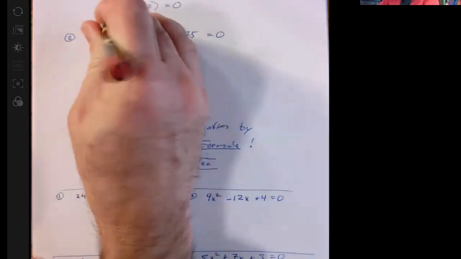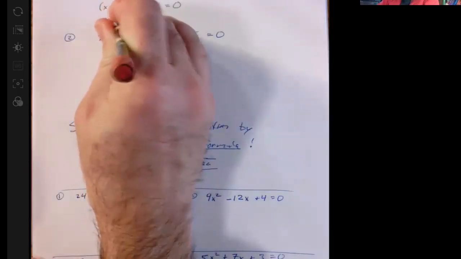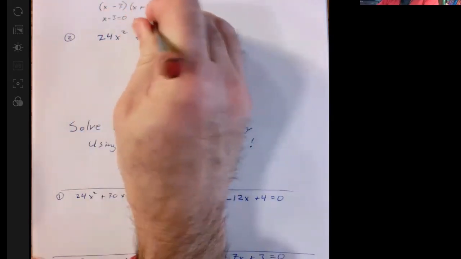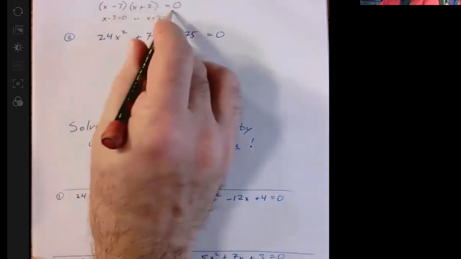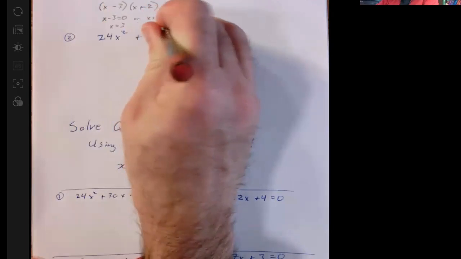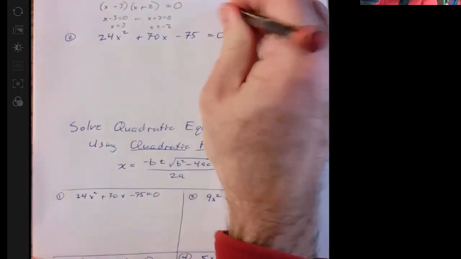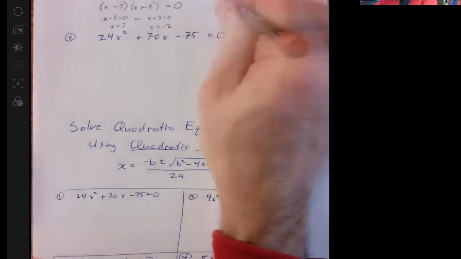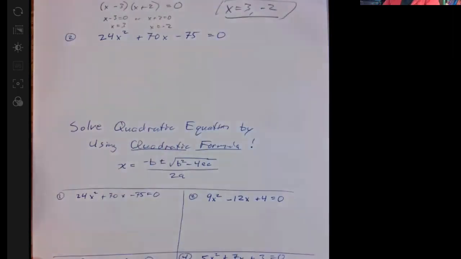That's great. Now what I know is that either x minus 3 equals 0 or x plus 2 equals 0, right? If I'm multiplying 2 things and my answer is 0, one of those 2 things must be zero. So when I solve this now, I'm going to get either x equals 3 or x equals -2. I want to write that bigger. X equals 3, comma, -2. There's my answer. That one was easy.